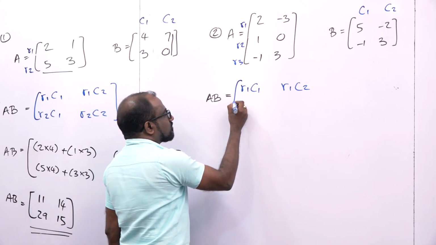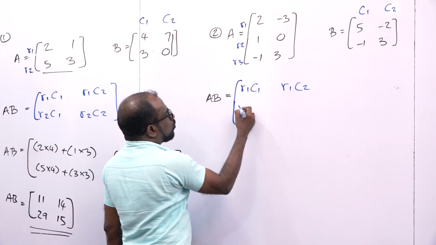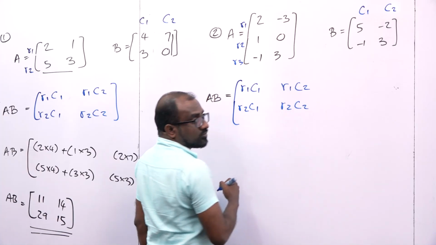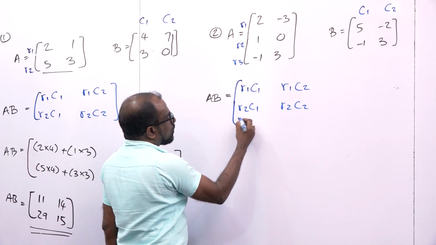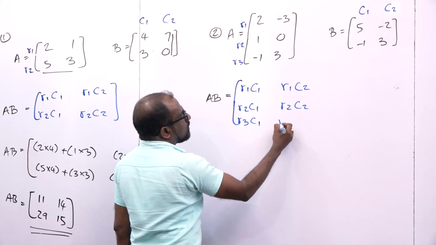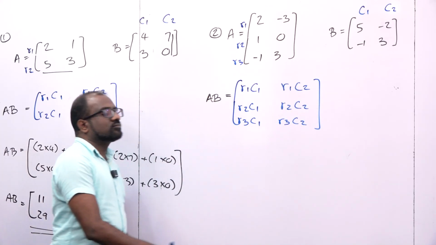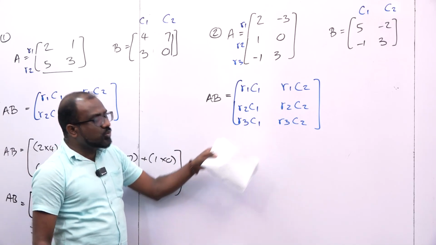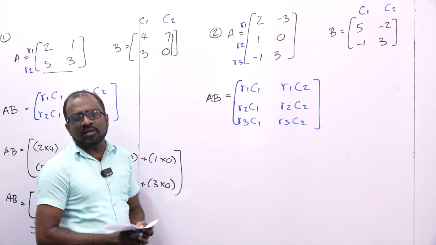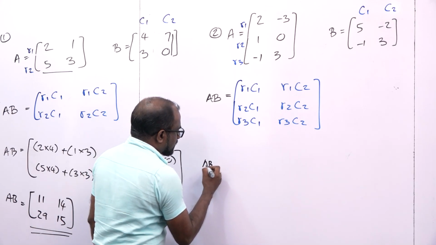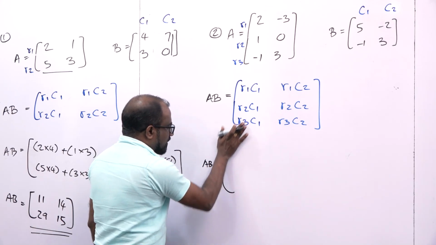Second line: row 2, column 1. Row 2, column 2. Third line: row 3, column 1. Row 3, column 2. That's it. So this key is very important. Now we'll multiply.